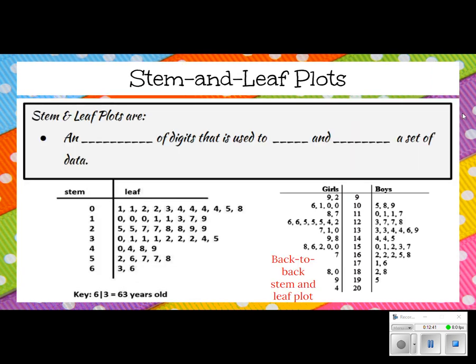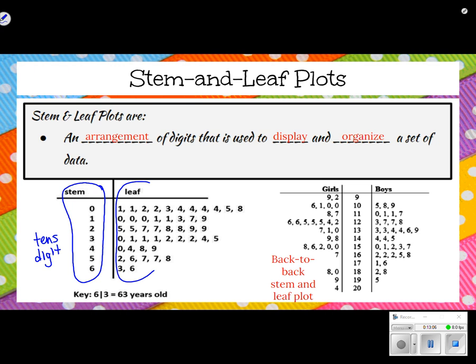All right, stem and leaf plots are an arrangement of digits used to display and organize a set of data. It's a different way to look at them. And so what I want to draw your attention to here is we have a stem. And this stem is usually the tens digit. Not always. Sometimes it could be a hundreds digit, but usually it's a tens digit. And then we have these leaves. These are typically the ones digit, but not always. We could have a ones digit as the stem and a tenths place, like 1 decimal place, as the leaf. So it just kind of depends on the data set.